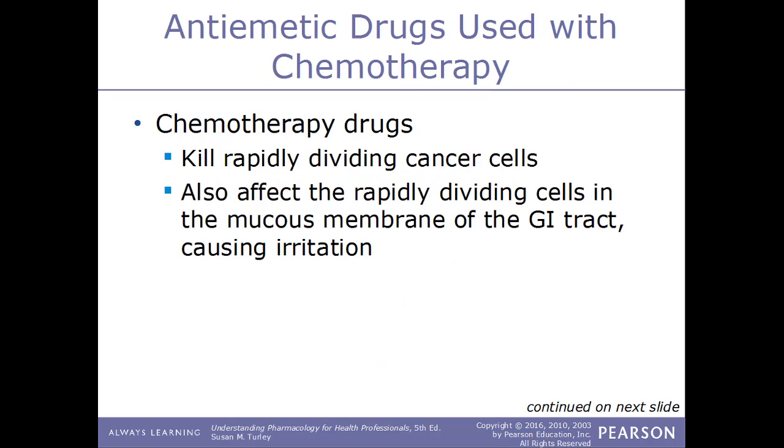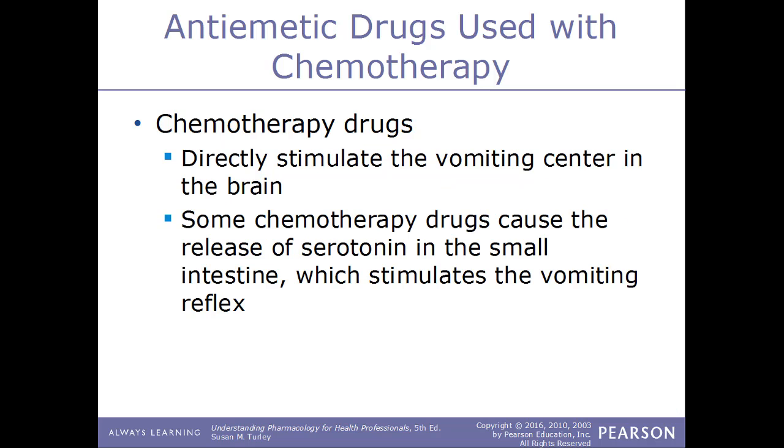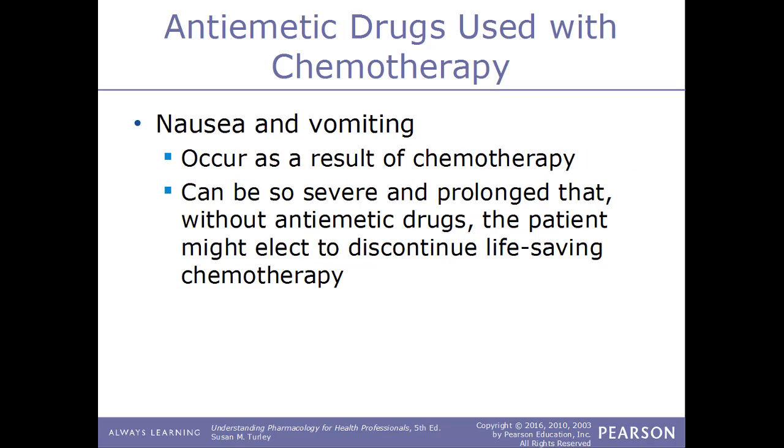I will now talk about antiemetic drugs that are used with chemotherapy. Now, chemotherapy drugs, like we mentioned before, will kill rapidly dividing cancer cells, but they also affect the normal cells of the gastrointestinal tract that divide rapidly, and this will cause irritation. Chemotherapy drugs will stimulate the vomiting center within the brain, and some chemotherapy drugs will cause the release of serotonin in the small intestine, which will stimulate the vomiting reflex. So nausea and vomiting occur as a result of chemotherapy. It's a very common side effect of chemotherapy drugs.